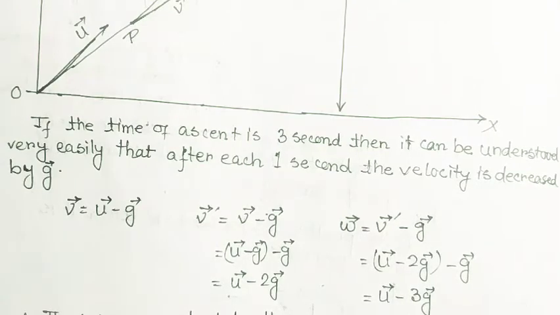What is the significance? How can these calculations be made short? If after 1 second these values decrease like this, then if anyone asks what the velocity is after 1.5 seconds, 3 seconds, or 4 seconds, one thing you should keep in mind: the time of flight should be your information. You should have this information of the time of flight.